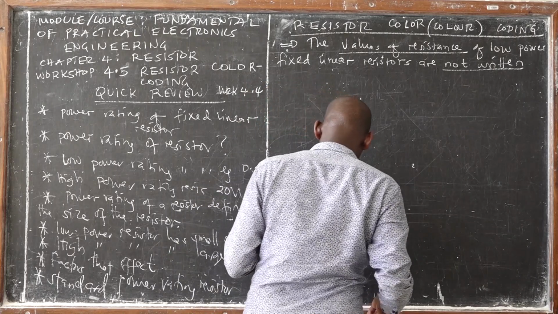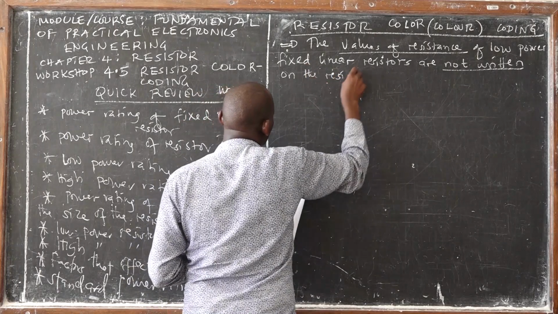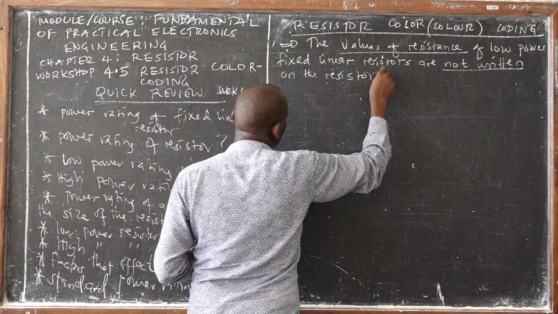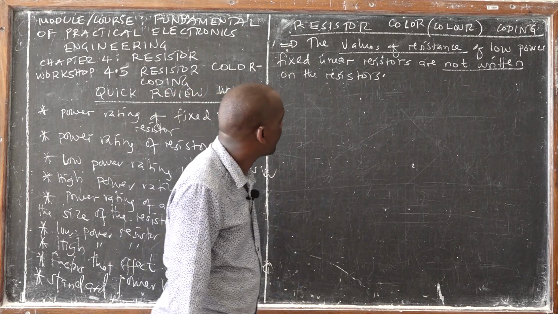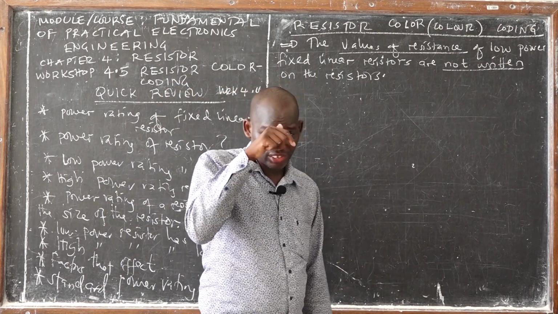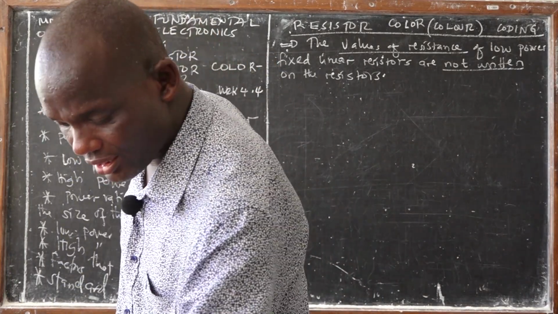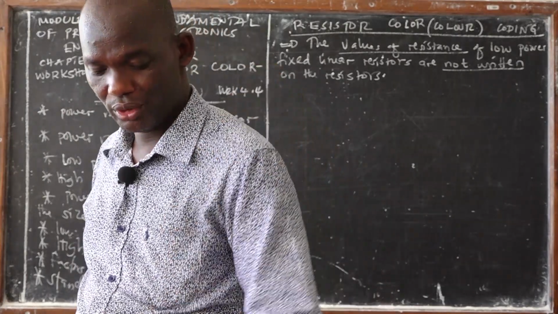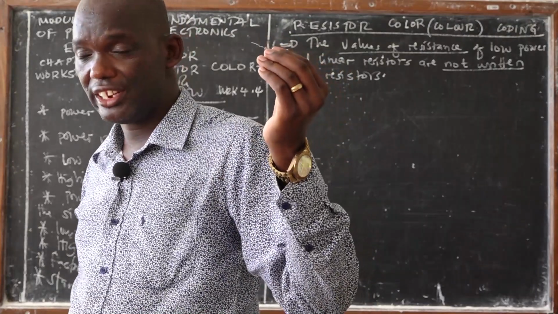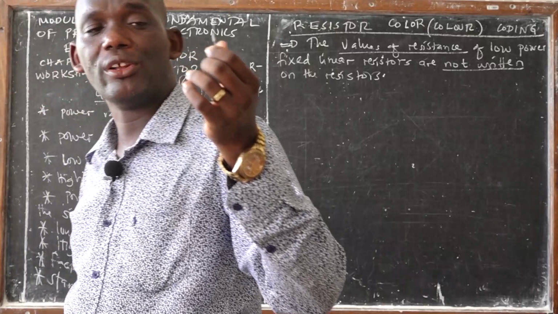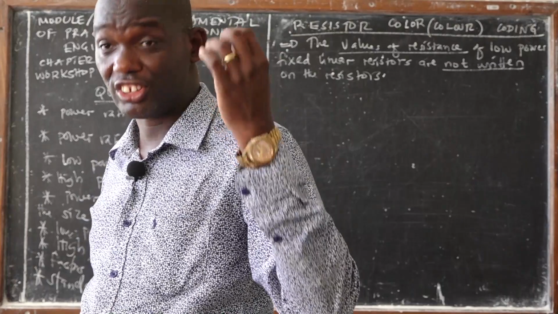The values of resistance of low power fixed linear resistors are not written on the resistors. Is it true? This is the simple example of a low power linear fixed resistor, right? But when you check this low power resistor, there is no label of its resistance on top of it.